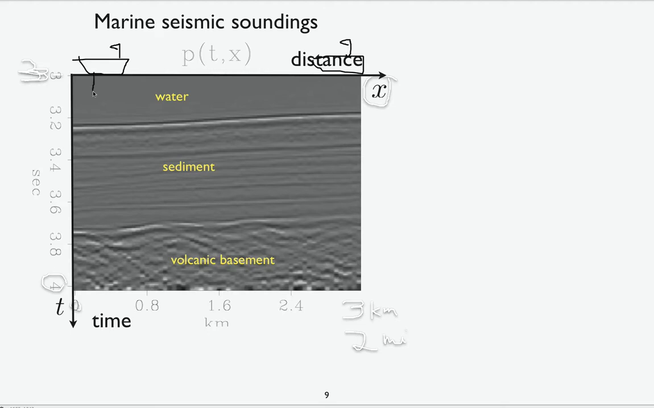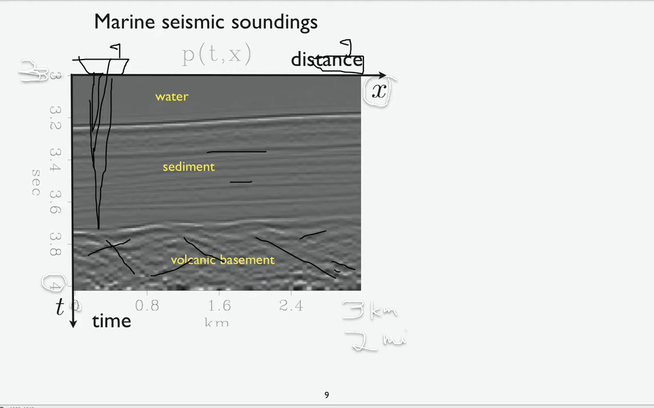It shoots off, and the first reflection comes from the water bottom. Then we get later reflections from these layers in here. Then we get still later reflections from these bumpy things at the bottom here. So the layers, we're calling this the sediments, and we're calling this bottom broken up stuff the volcanic basement, because things are going in a whole bunch of different directions down here. Calling these layered sediments in here.